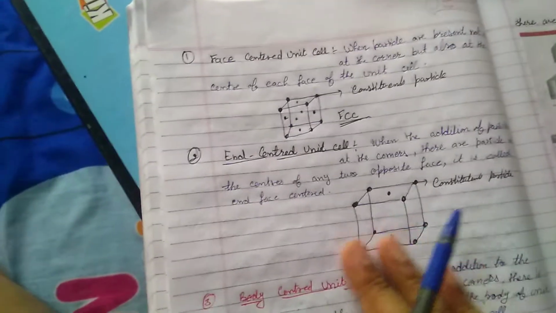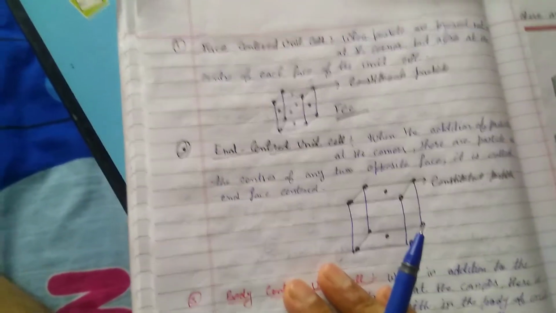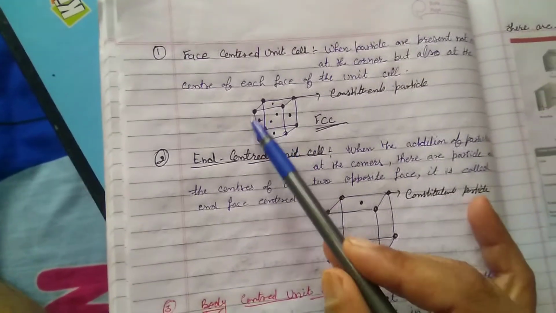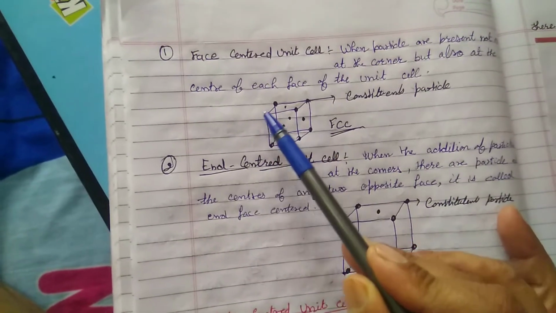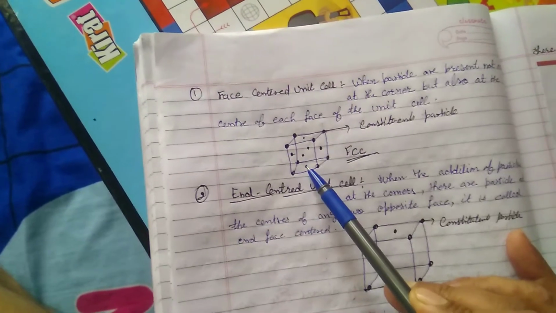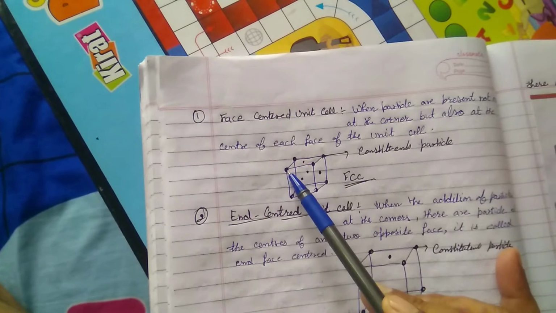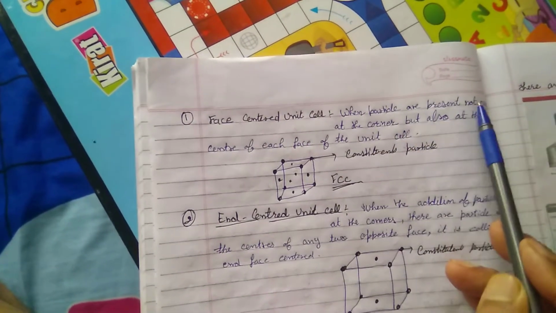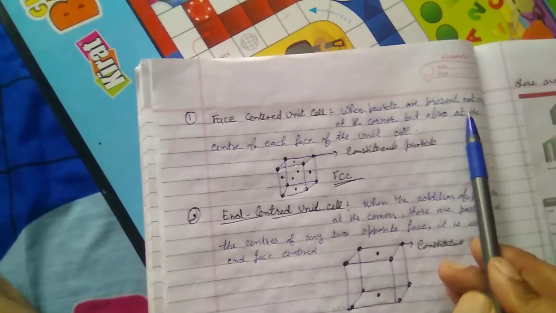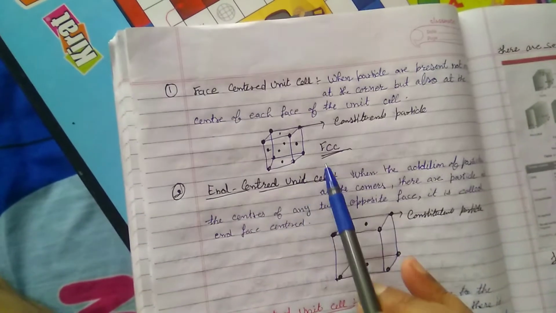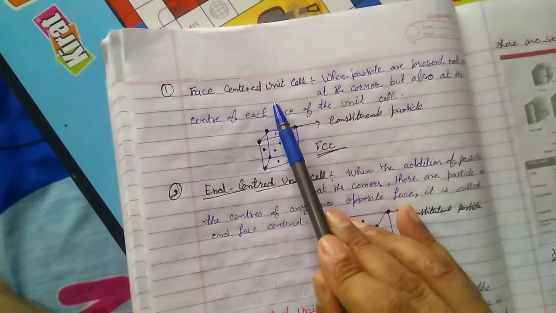So first of all, doing the face centered, जैसे कि इसका नाम खुद बता रहा है बच्चों, देखो फेस सेंटर्ड मीन्स each face in this cube, how many faces, these are 6 faces. Each face has one atom present, one constituent particle, and one constituent particle present at each corner. When the particles are present not only at the corner but also at the center of each face of the unit cell, this is called face centered unit cell.